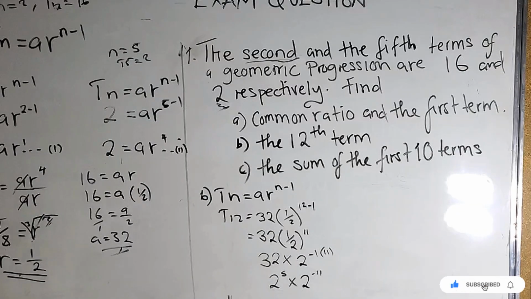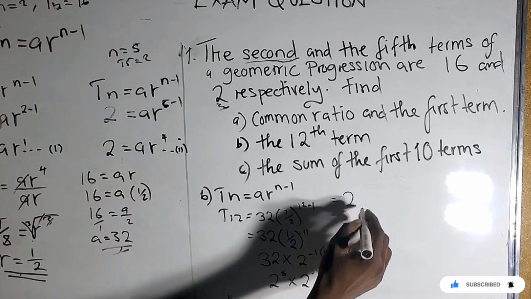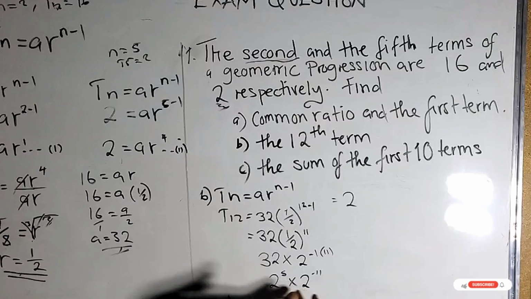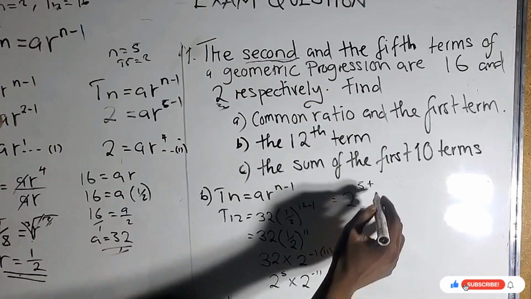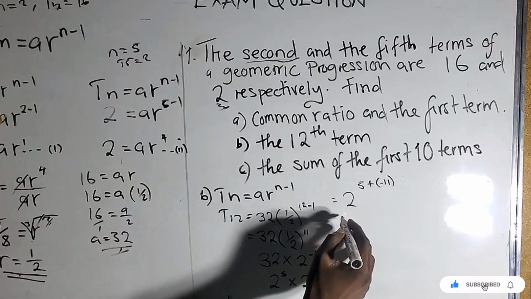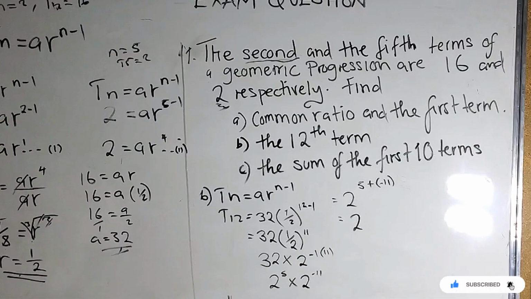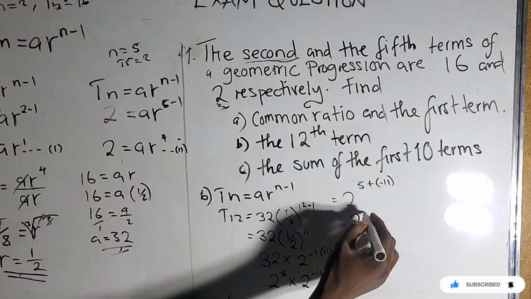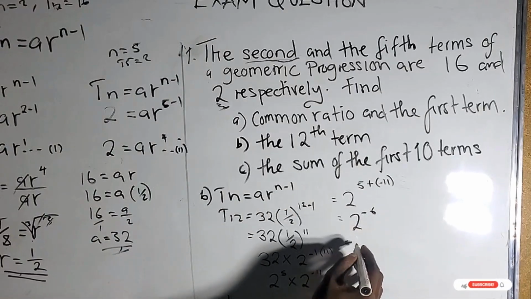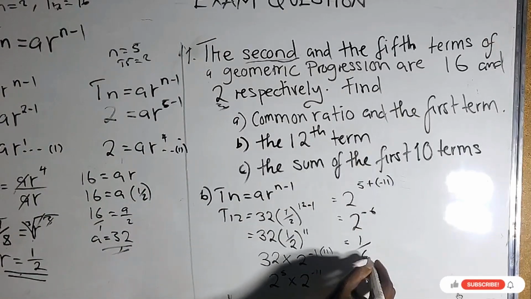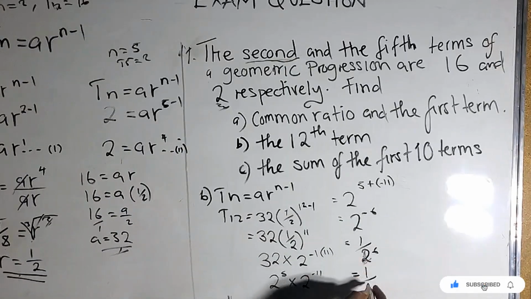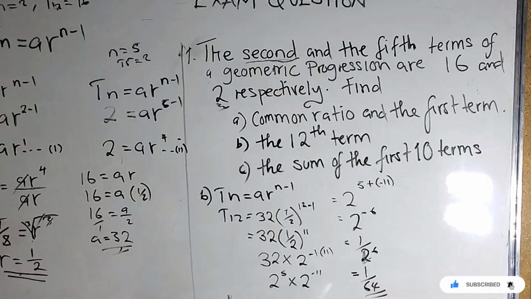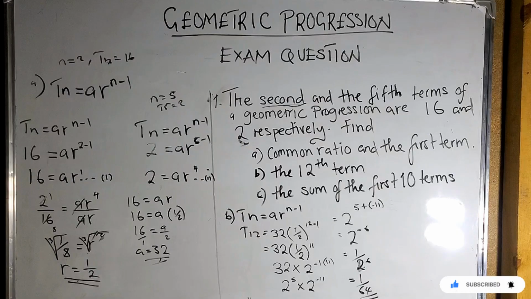Now we have the common base there. So what you can just do is say 2, then you add the powers since you're multiplying here. So 5 plus negative 11. So 2 to the power 5 minus 11 is negative 6. So this is the same as 1 over 2 to the power 6. Then 2 to the power 6 is 64. So it's 1 over 64. Simple as this.